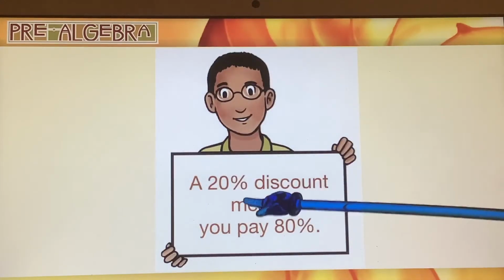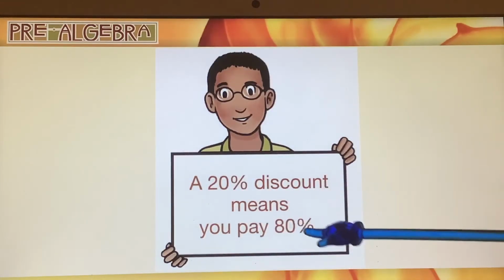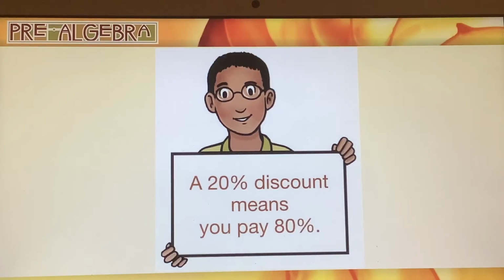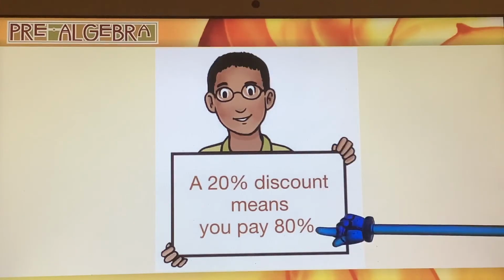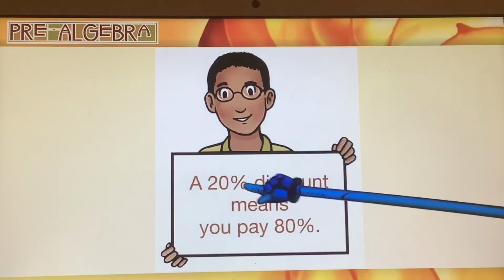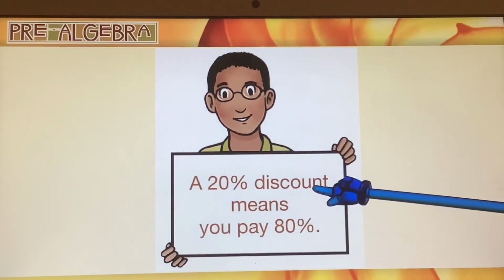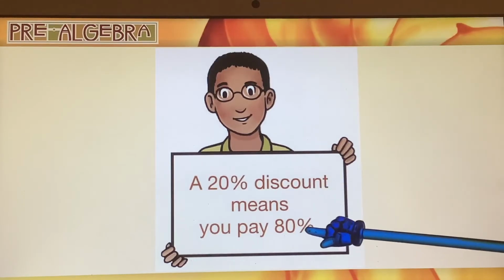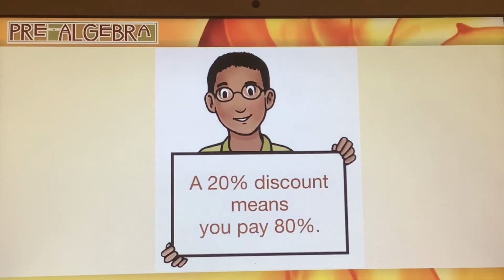A 20% discount means that you pay 80%. Or like in the opening example, if we say that we had a 30% discount, then how much do you pay? You pay 70%. So basically, your discount and the amount you pay are supposed to add up to 100%. You have a 20% discount. You subtract that from 100, and that's going to give us 80%. That's the amount that you pay.